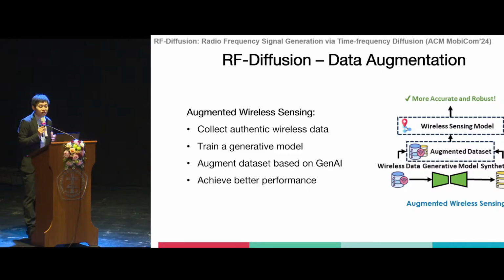To further test the usefulness of our model, we use it to synthesize new data and expand the training set, that is, data augmentation. This figure shows the pipeline. We first train a generative model on existing real data, and then we let it generate more new samples. Finally, we mix the real and the generated data and use them together to train downstream models.